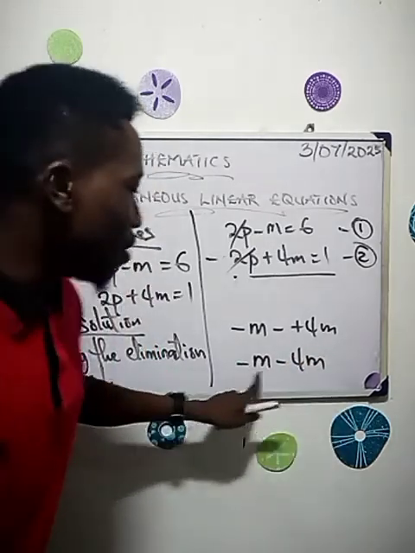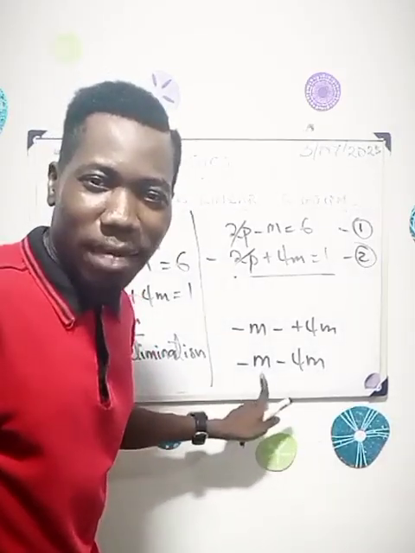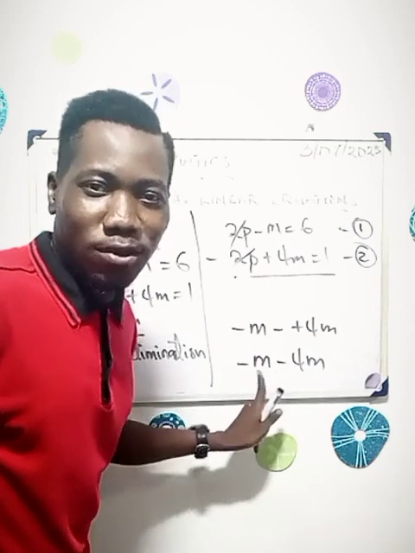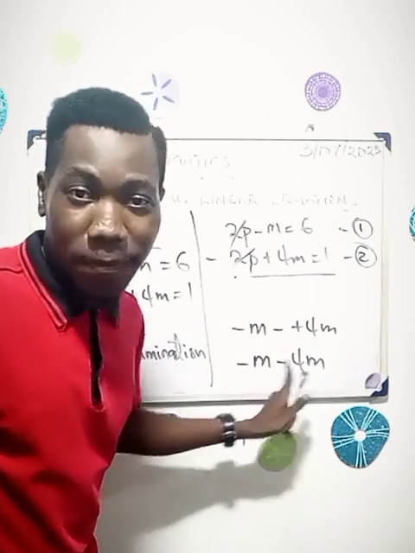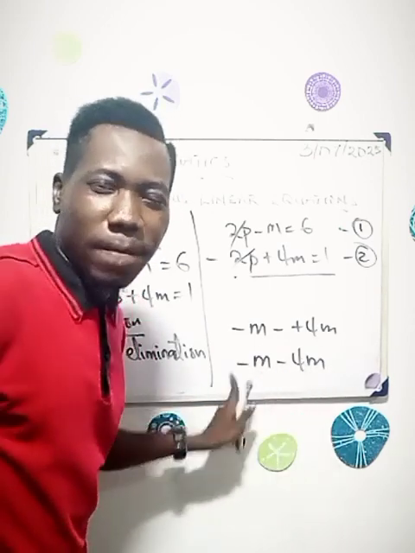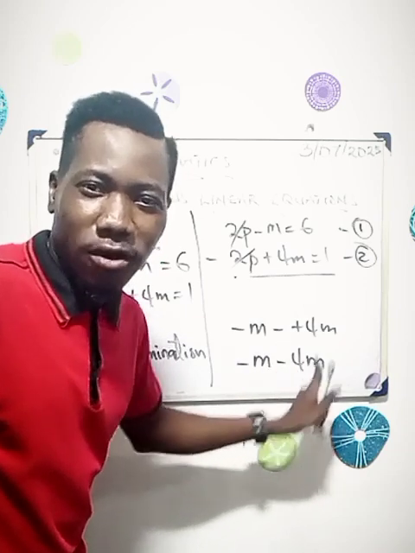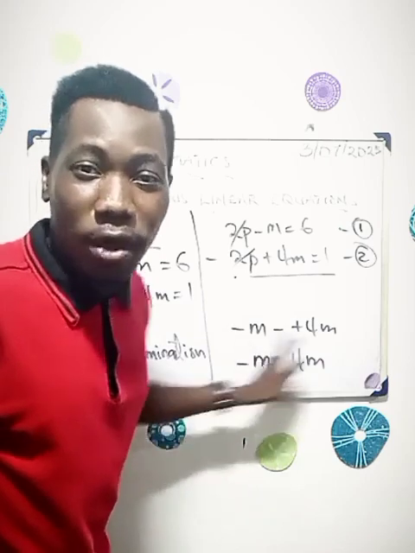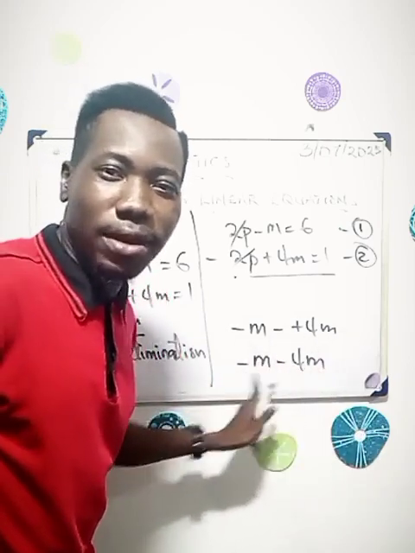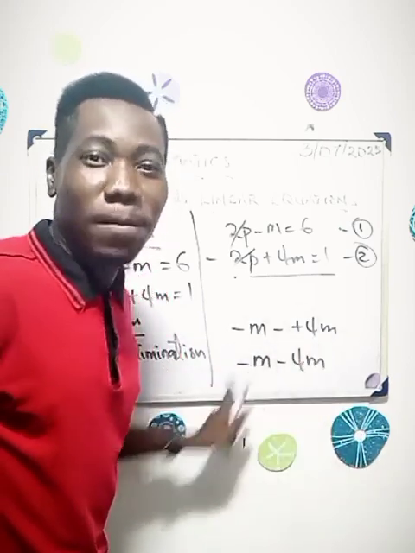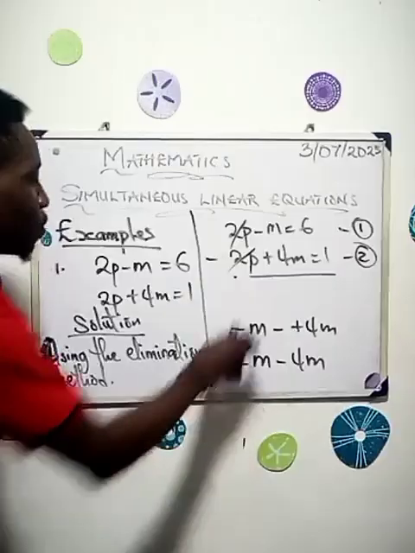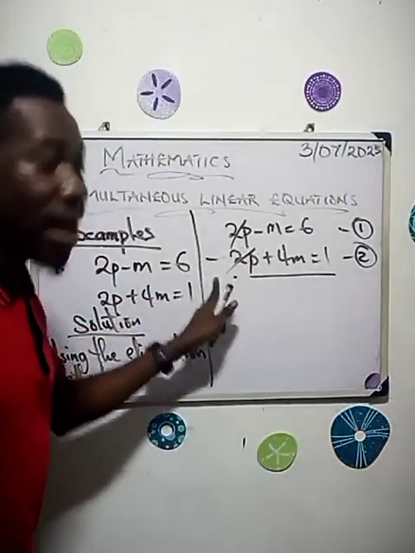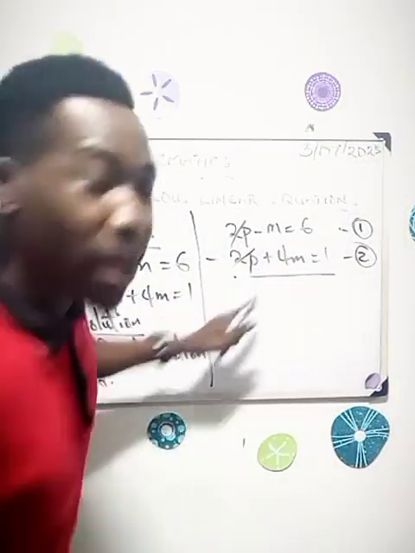So that's minus m minus 4m. Now minus m minus 4m. Remember minus m, the coefficient is minus 1. So that's like minus 1m minus 4m. So I'm owing 1 and I'm also owing 4. In this case, I'm owing what? 5. So minus 5m. So minus m minus plus 4m is minus 5m.